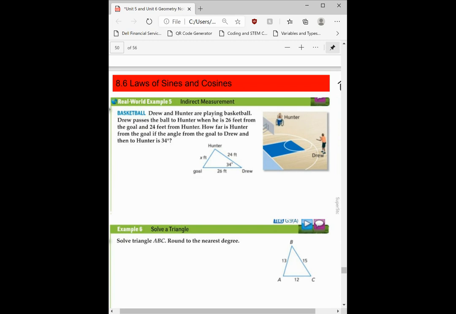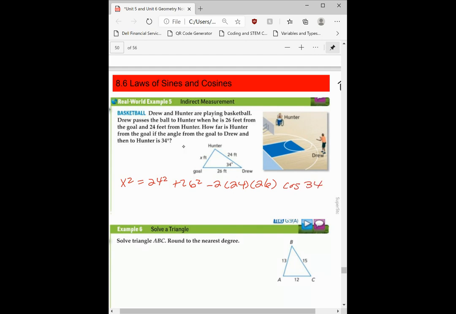Okay, let's look at example 5. Drew and Hunter are playing basketball. Drew passes the ball to Hunter when he is 26 feet from the goal and 24 feet from Hunter. How far is Hunter from the goal if the angle from the goal to Drew and then to Hunter is 34 degrees? So based off the diagram, we're going to do x squared equals 24 squared plus 26 squared minus 2 times 24 times 26 cosine 34.